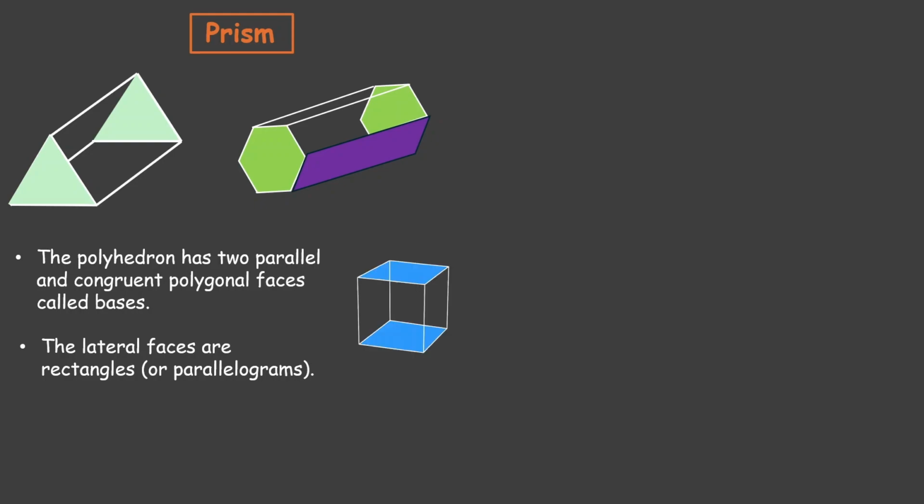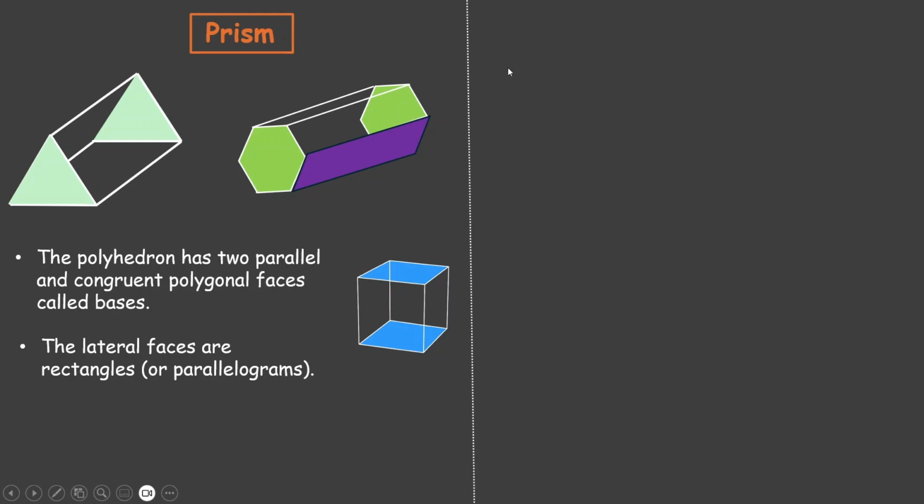Another example is a cube or a cuboid. If you look over here, the opposite faces, these are parallel and congruent. And the lateral faces, they are all rectangles. So this is also an example of prism.